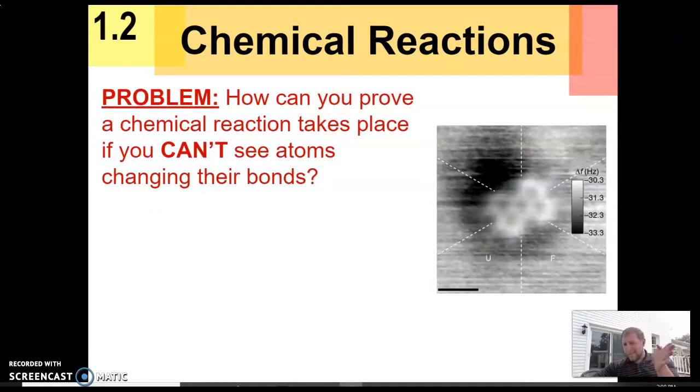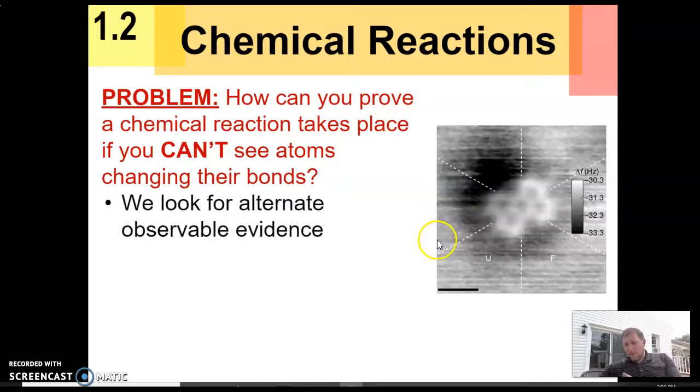This is all about atoms breaking bonds and forming new bonds. That's what a chemical reaction is. But these atoms are so small that we will never, over the course of this entire class, be able to watch individual atoms bonding and breaking apart. Okay? And so what we have to do is look for alternative evidence. Other pieces of indirect evidence that a chemical reaction is occurring.